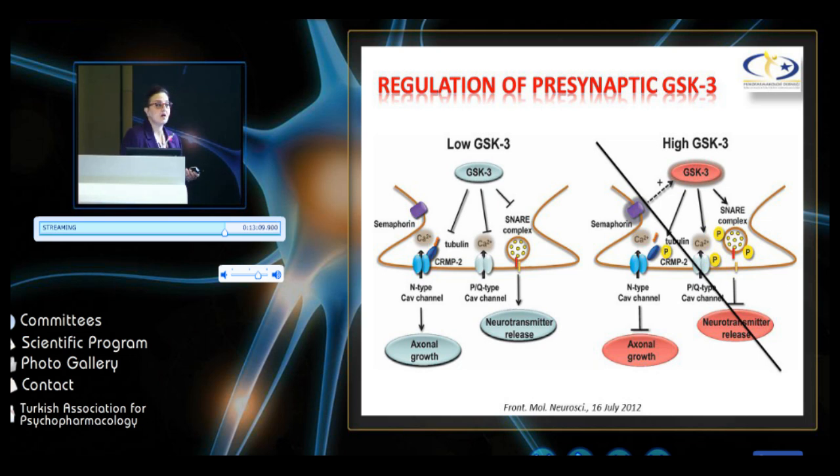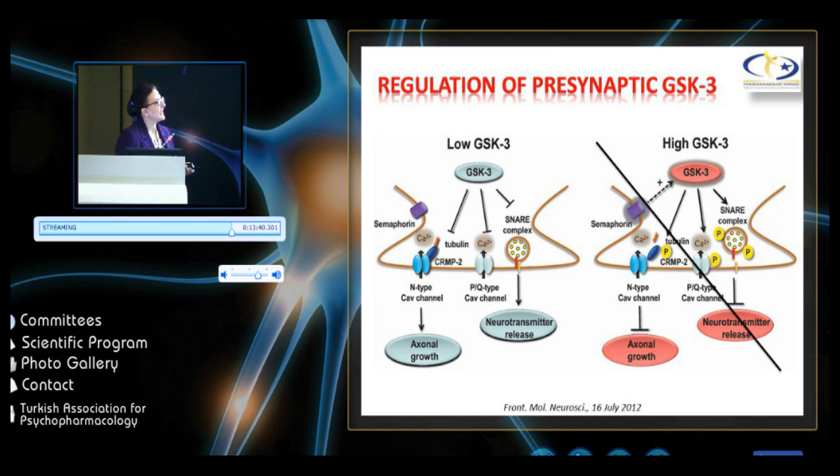This scenario has another player, GSK3. In the neurobiology of schizophrenia, it was found to be very important, but recently it has been revealed to be very important for depression as well. What does GSK do? As long as it is in low concentrations, axonal growth and neurotransmitter release are kept at the desired levels.